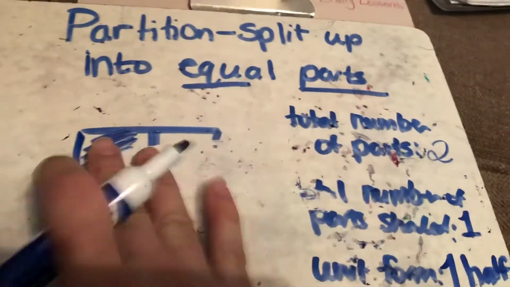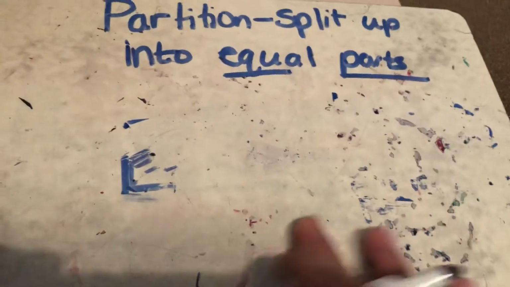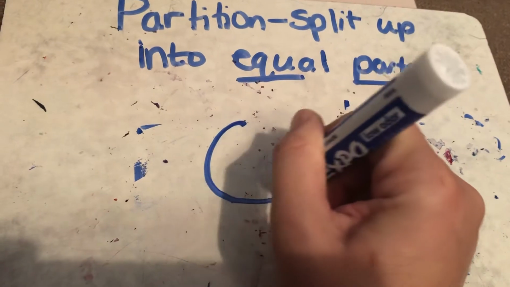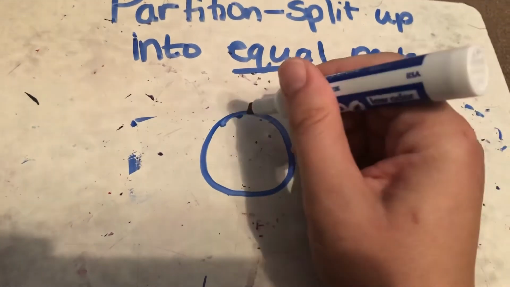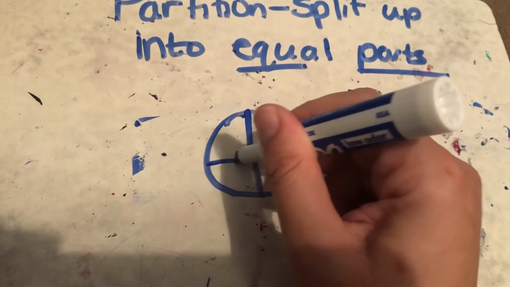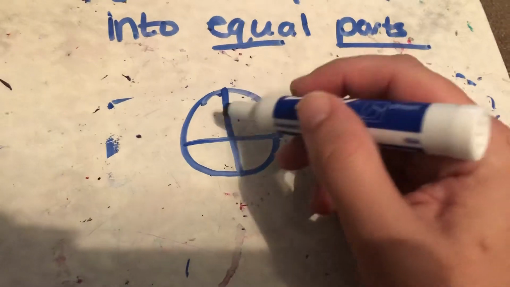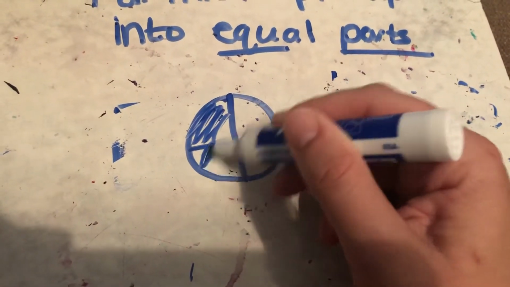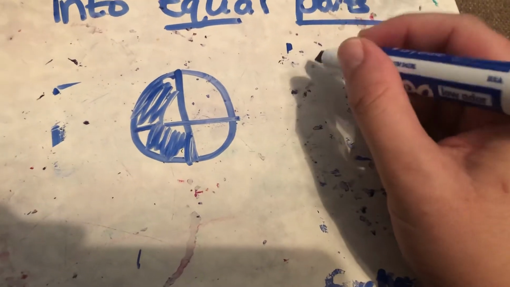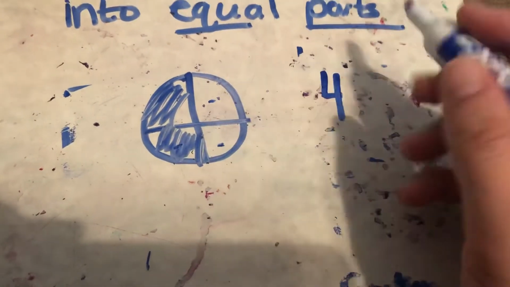Okay. All right, so we're going to erase. We're going to try again. And draw a circle. Okay, we're going to partition this into fourths. Try to make them as equal as possible. Okay, and we're going to shade 2 here. Okay. All right, so total number of parts is 4. You have 1, 2, 3, 4.